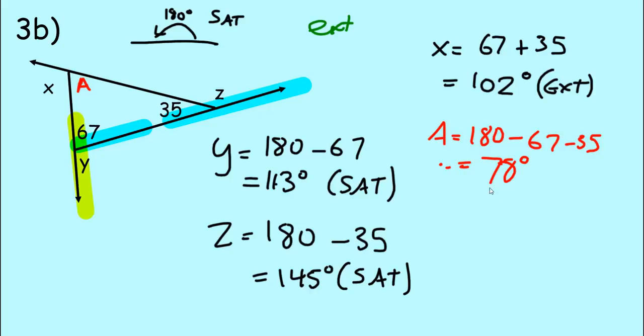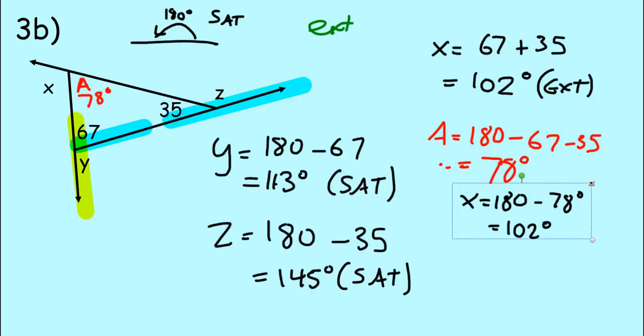and that's equal to 78 degrees. So if I know that A is 78 degrees, then I would do the same thing that I did for Y and Z. I could have said that X is equal to 180, take away my angle A, which was 78 degrees, and I would have gotten the same answer. So there were many different ways that you could have done it.